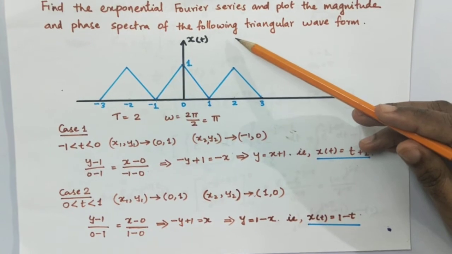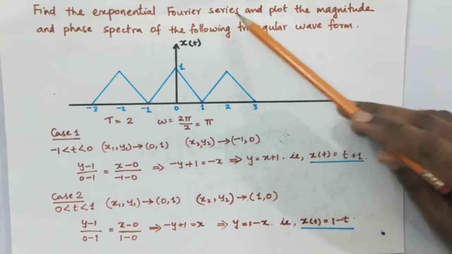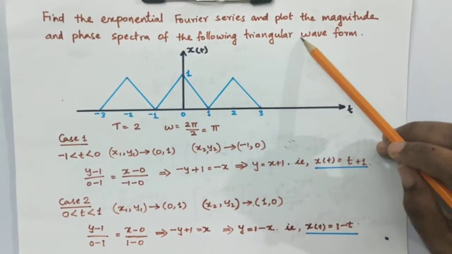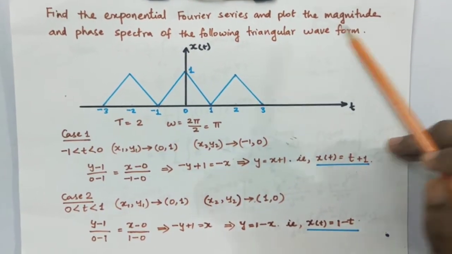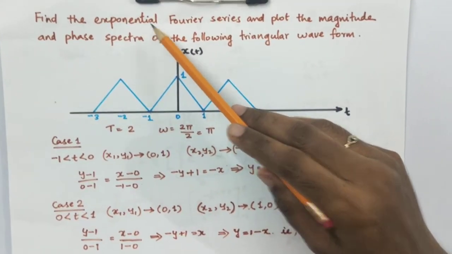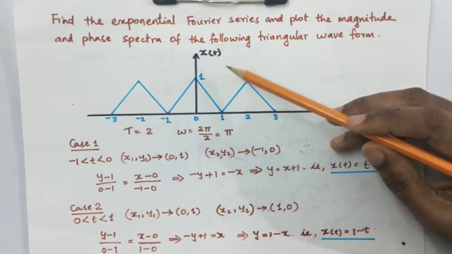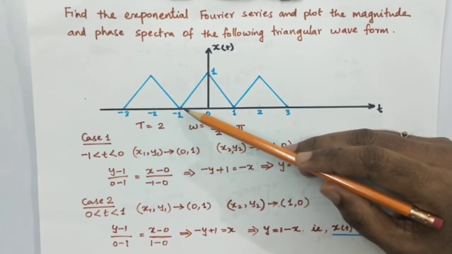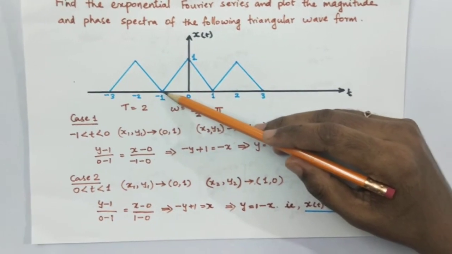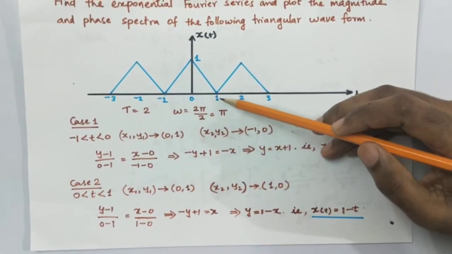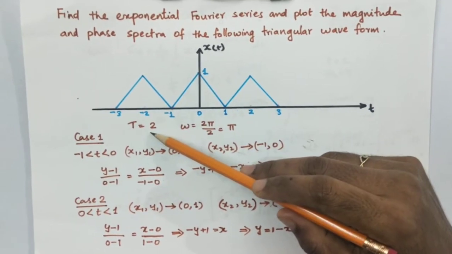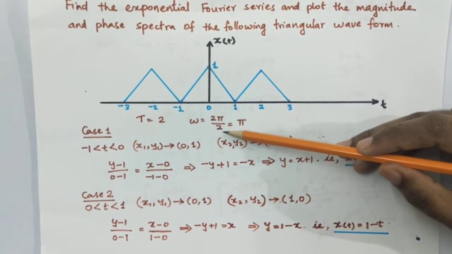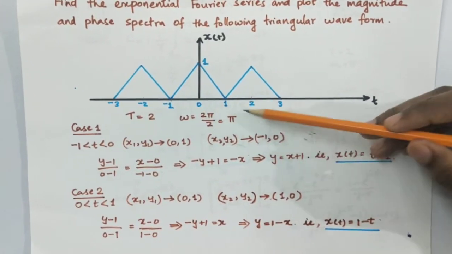So we can start with an example. Find the exponential Fourier series and plot the magnitude and phase spectra of the following triangular waveform. So we have to find the exponential Fourier series first and then the magnitude and phase spectra. This is the given signal. First we have to get the time period. What is the time period here? That is from minus 1 to 1, so the time period T equals 2, and omega is 2 pi divided by T, that is 2 pi by 2, equal to pi.